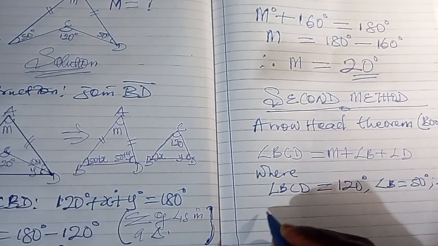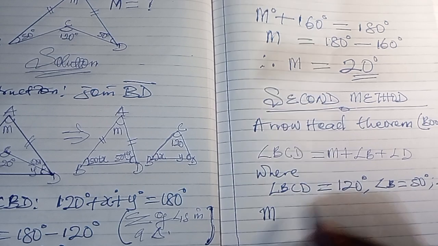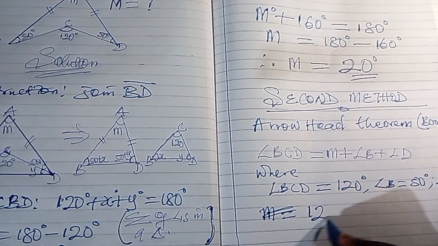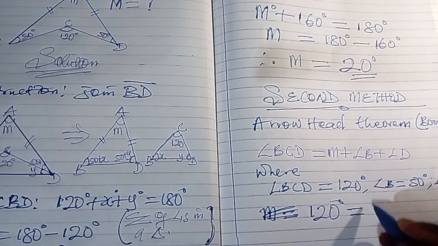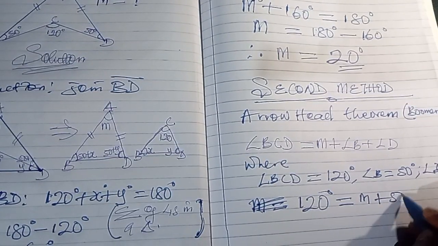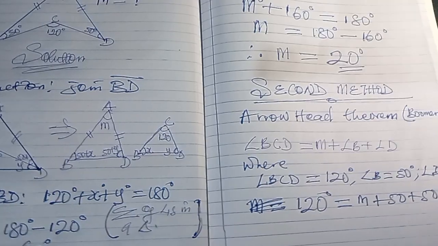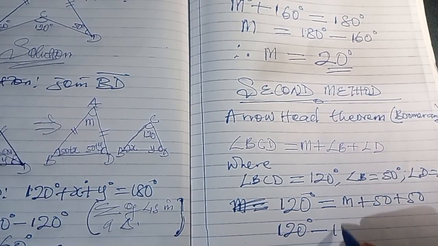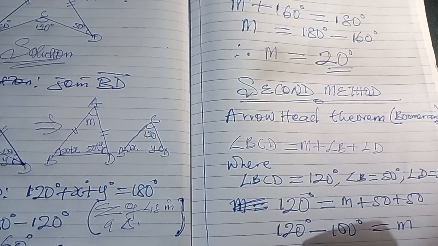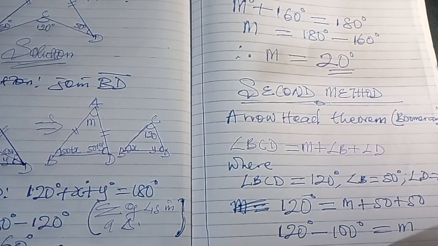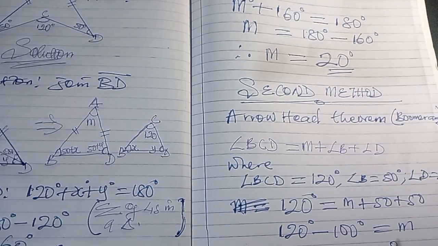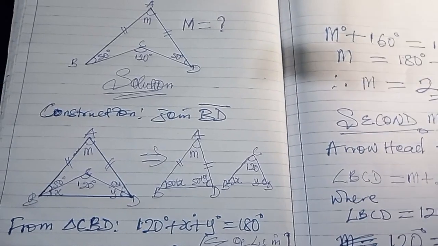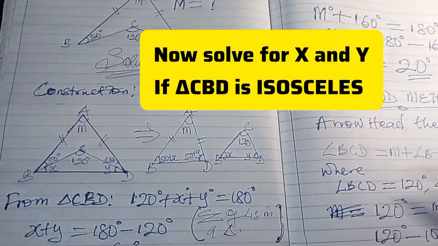So M now will be this one. Okay, let's figure. So 120 degrees is equal to M plus 50 plus 50. Okay, good. So 120 degrees minus 100 degrees is equal to M. Therefore, M is still 20 degrees. So either you use this arrowhead theorem or you do some small construction to form two triangles.